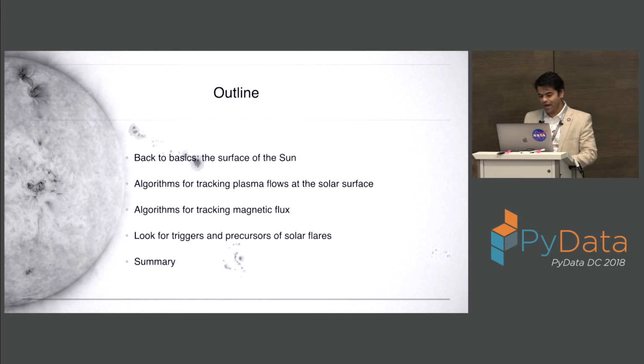So I will go back to the basics, introducing you to what the surface of the sun is, what it's made of. And then I'll go into more detail about the algorithms for tracking the flows at the solar surface. I will also give some details about algorithms to track the magnetic flux on the sun. And then there will be a little case study to look for triggers and precursors of solar flares.